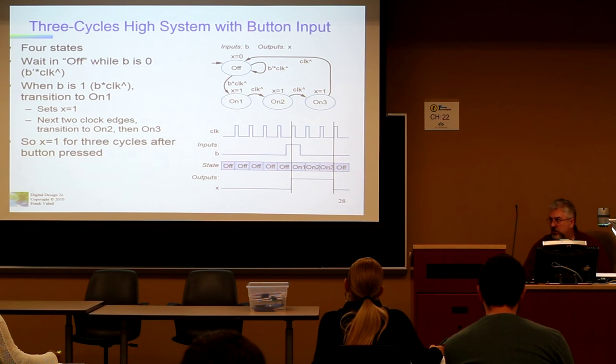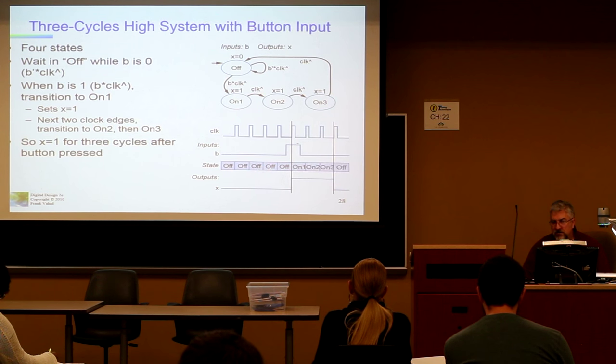We want the output Q to be one for exactly three cycles if this is one. And here's the interesting thing. I could make this go even further. I could hold down the button, and what would happen at this point? The way we have this design, it would still go back down to zero at the end of the count of three. One, two, three.